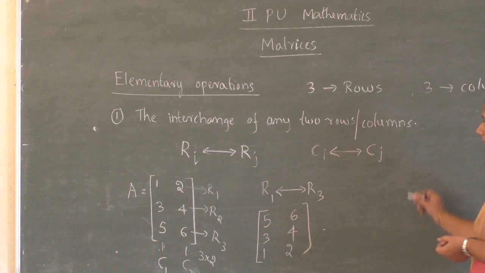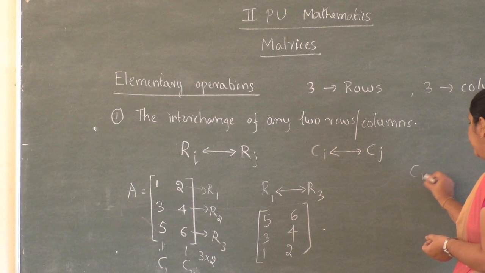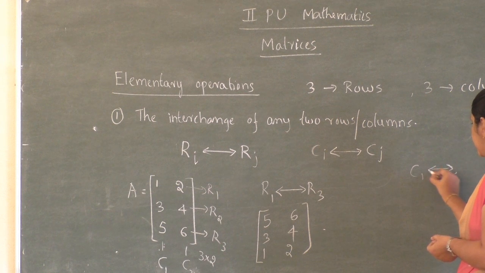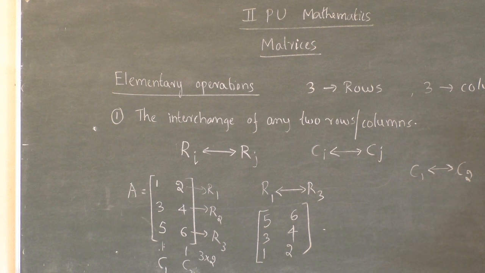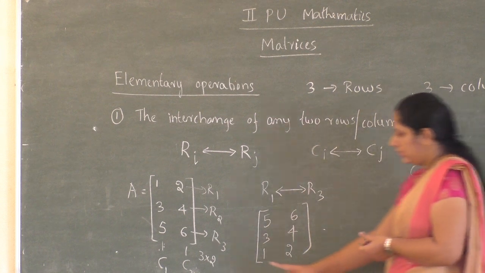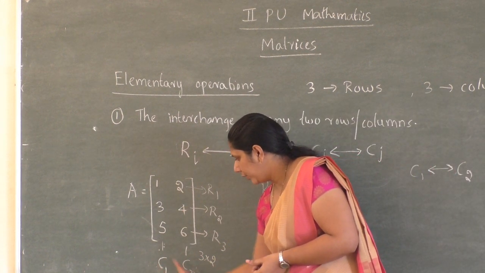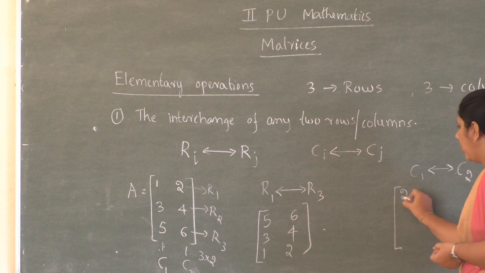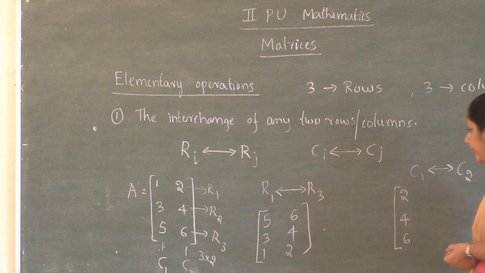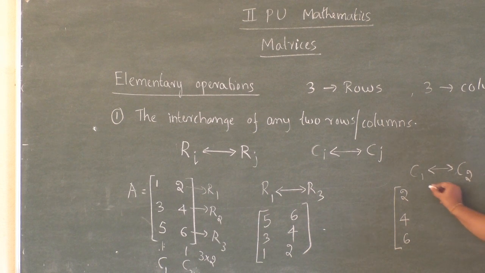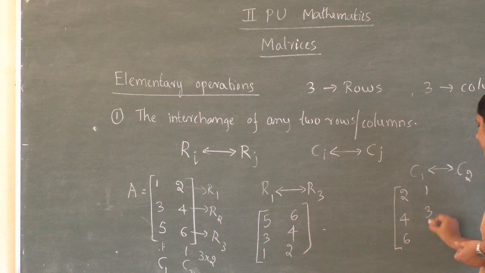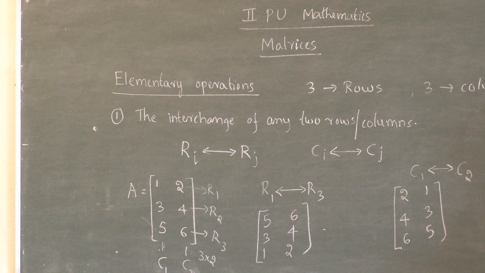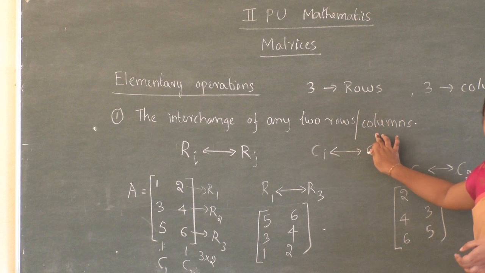Now for column, I will do C1 interchanging to C2. So C1 and C2, you have to interchange these two. So the resultant matrix is, second column becomes the first column and the first column you have to write in the place of second. So this is regarding the first elementary operation, that is you have to interchange any 2 rows or any 2 columns.